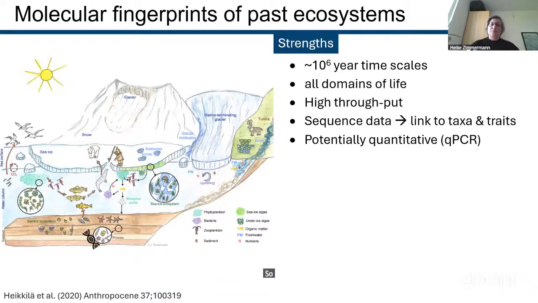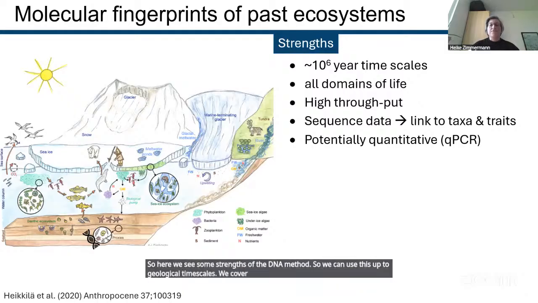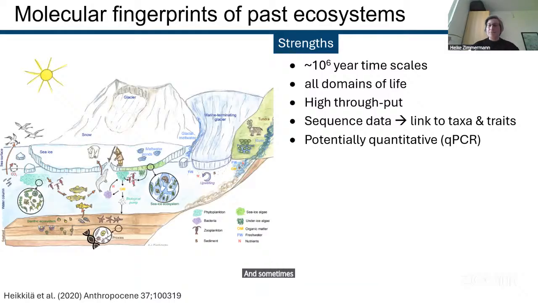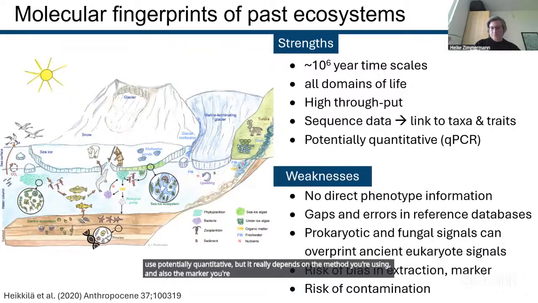So here we see some strengths of the DNA method. We can use this up to geological timescales. We cover all domains of life. We can use this method in high throughput, and we can actually link the sequencing data not just to taxa, but also to traits. And sometimes it can be used potentially quantitatively, but it really depends on the method you're using and also the marker you're using.